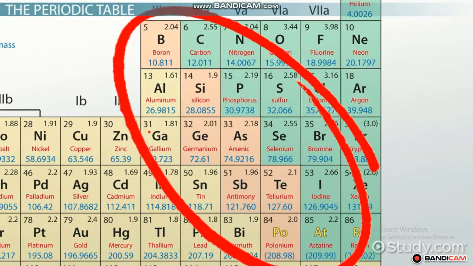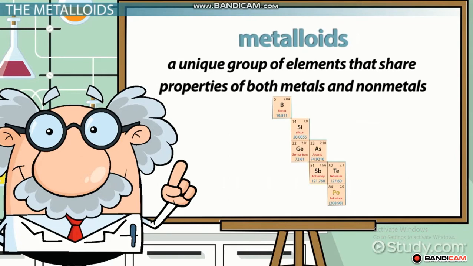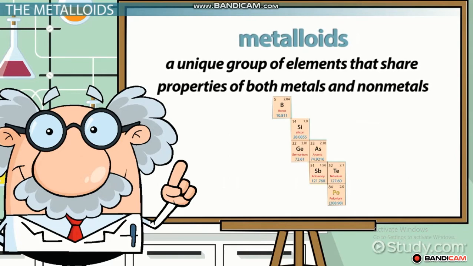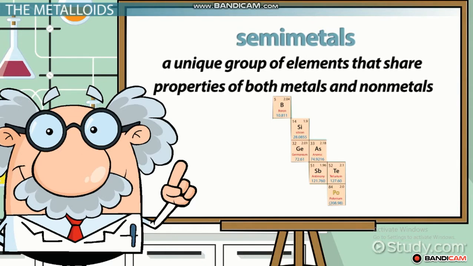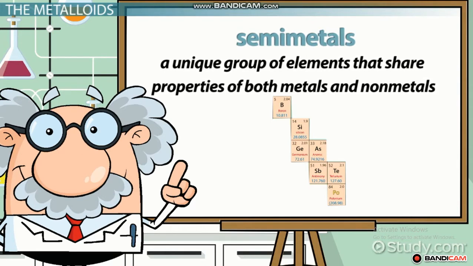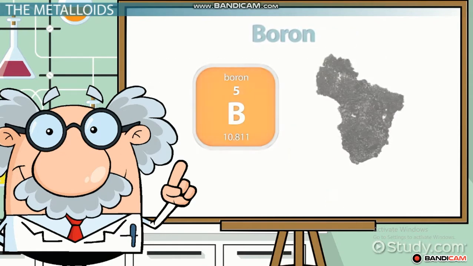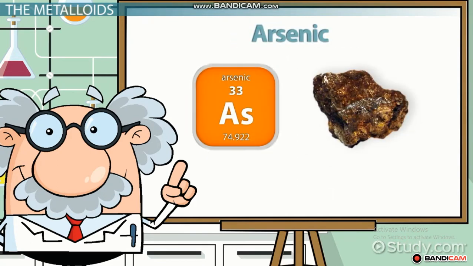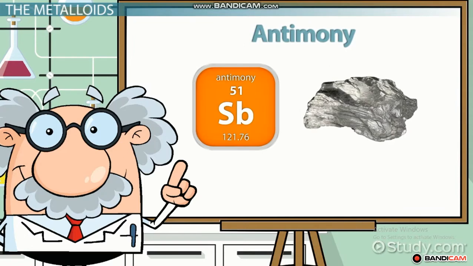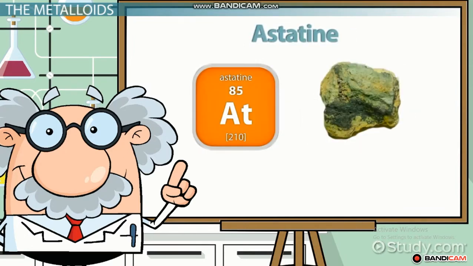At the point where the metals and non-metals meet on the table, you can find the metalloids. The metalloids are a unique group of elements that share properties of both metals and non-metals. They are also called the semimetals because of the shared properties of these elements along the dividing line between metals and non-metals. The elements that may be classified as metalloids include boron, silicon, germanium, arsenic, antimony, tellurium, polonium, and astatine.